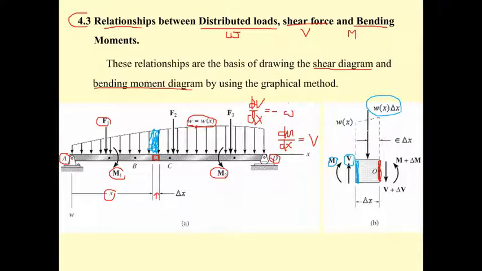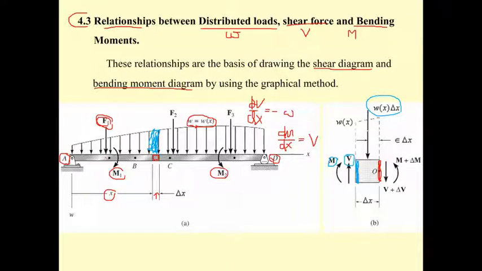And also, if you may recall, the force at that given point is going to produce a change of the shear force at that point. If the force is downward, the change of the shear force, the delta V, is going to be negative.